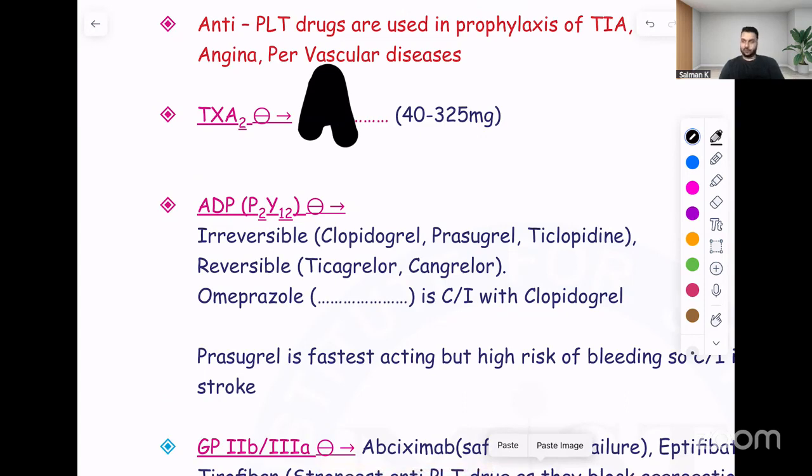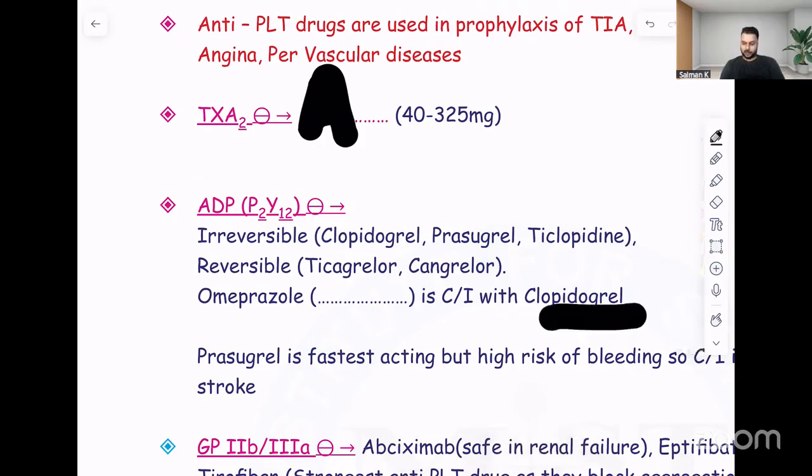And I told you one interaction, omeprazole should not be given with clopidogrel. Otherwise, the drug clopidogrel will not get activated because omeprazole inhibits one enzyme. What enzyme does it inhibit? CYP2C19. Yes or no? That enzyme is simply known as CYP2C19. So that is the simplest thing right here.